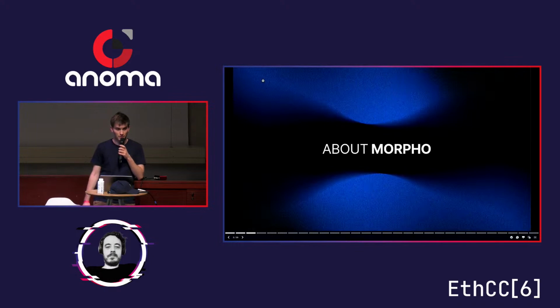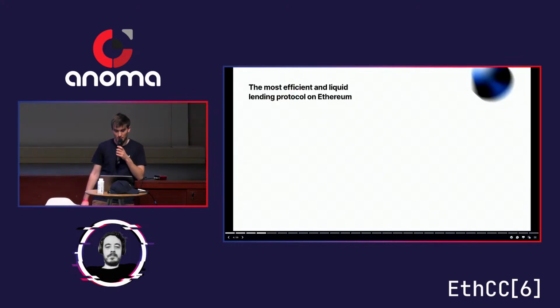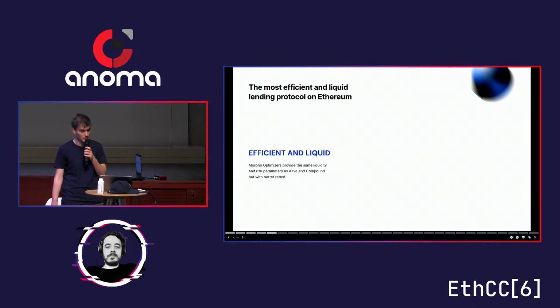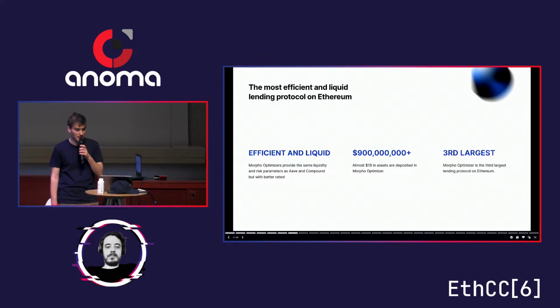So about Morpho, very quickly. Morpho is what we like to call the most efficient and liquid decentralized lending protocol on Ethereum. It's called Morpho Optimizer for the current version. It provides the same liquidity as Aave or Compound, the same risk parameters, but with better rates. In total, we have something like $900 million deposited in the protocol at the moment, and we're the third largest on Ethereum.